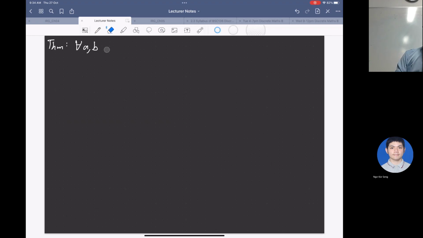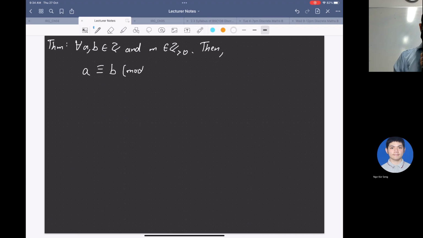Is there any relation between the congruence and the remainder? This theorem will tell us this. Let's take two integers again, and the modulus we will leave as positive. Then we say that A is congruent to B mod M if and only if, two directions going forward and backward, their remainders are the same mod M.